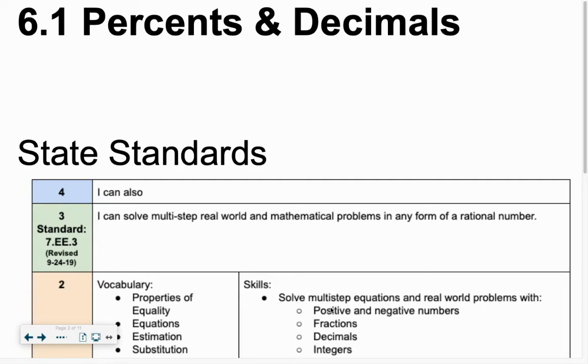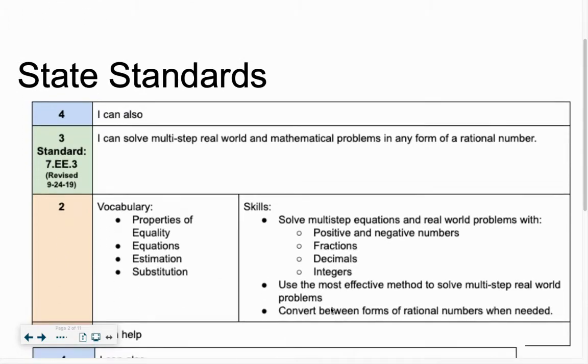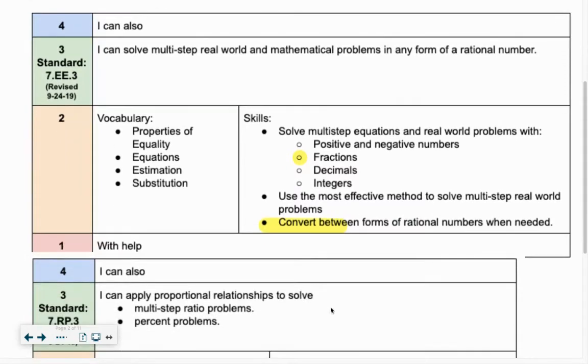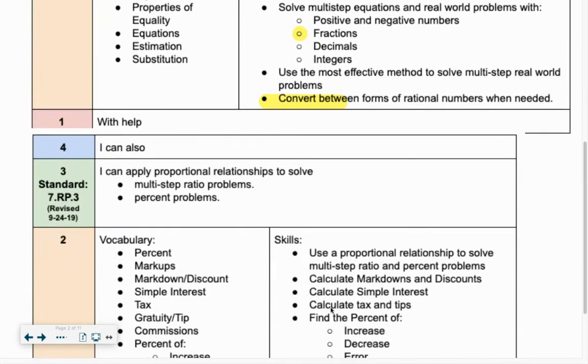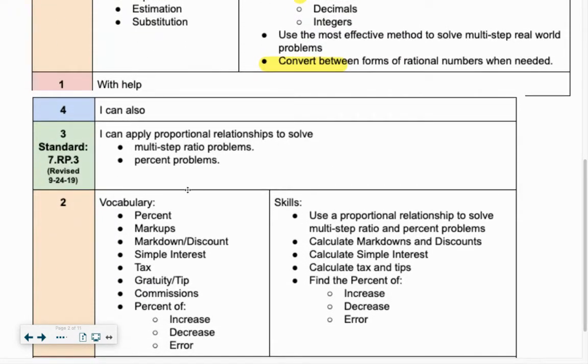Chapter 6, Lesson 1, Percents and Decimals. You can see our first standard here talks about solving real-world mathematical problems. What we're going to do is we'll be converting rational numbers. We'll be converting between fractions and decimals, which you can see there. And then as we continue down, you can see we're going to use these later on to work with percent problems, to talk about markup, tax, tip, discount.